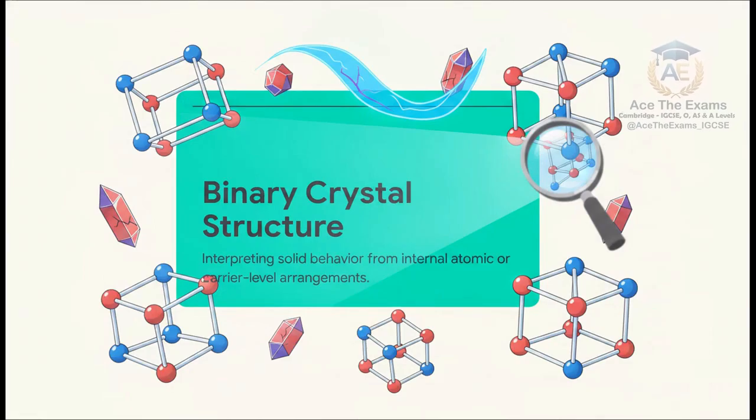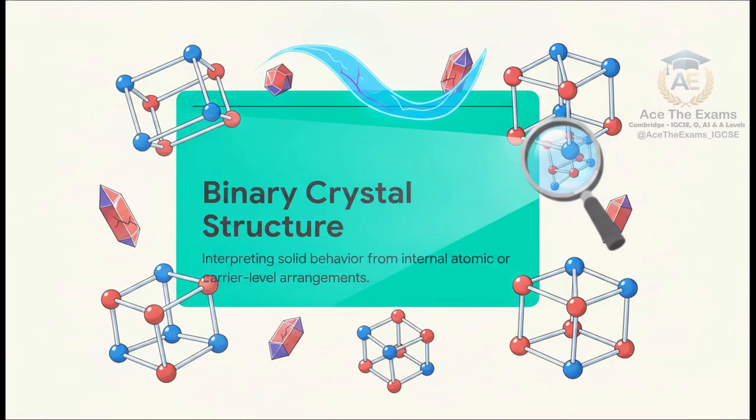Let's define binary crystal structures with absolute precision. We are interpreting the macroscopic behavior of a solid based strictly on its internal atomic or carrier level arrangements. A binary crystal is simply a crystal lattice composed of two different elements, like sodium and chlorine in NaCl. And this is absolutely crucial because that internal crystal arrangement controls literally everything on the outside. It controls the packing density, the bonding direction, the defect tolerance.